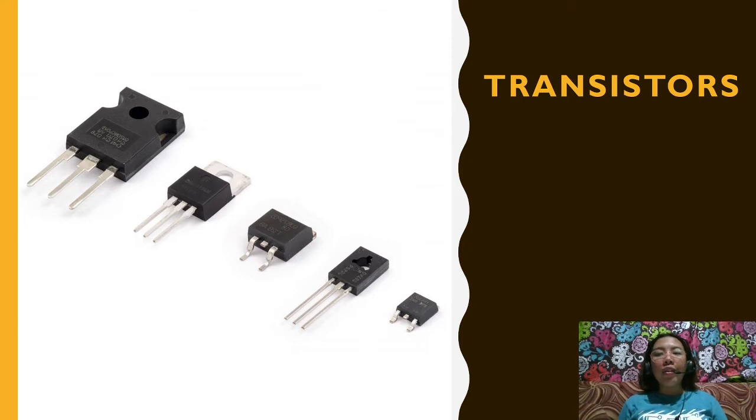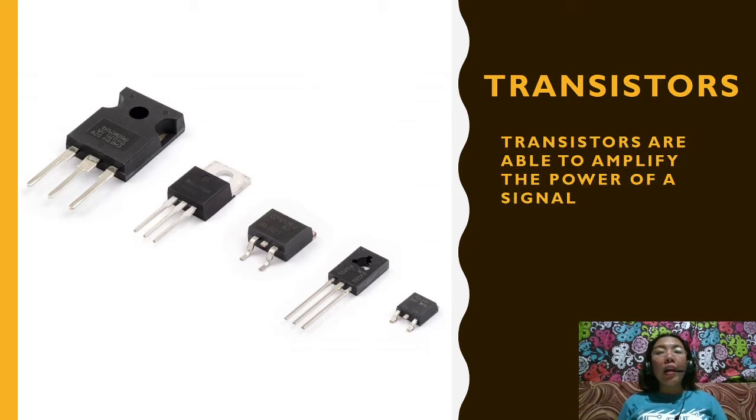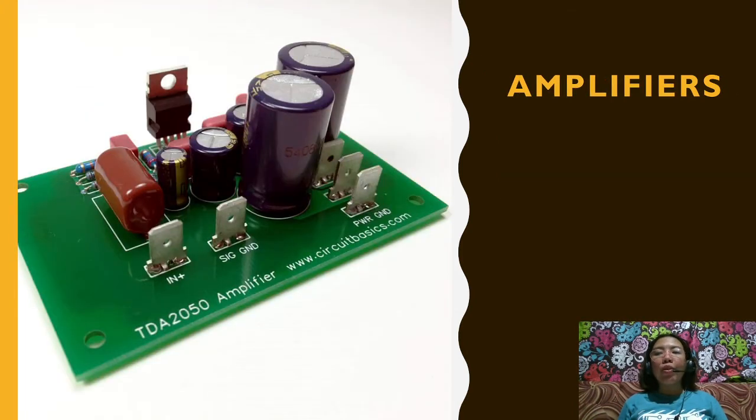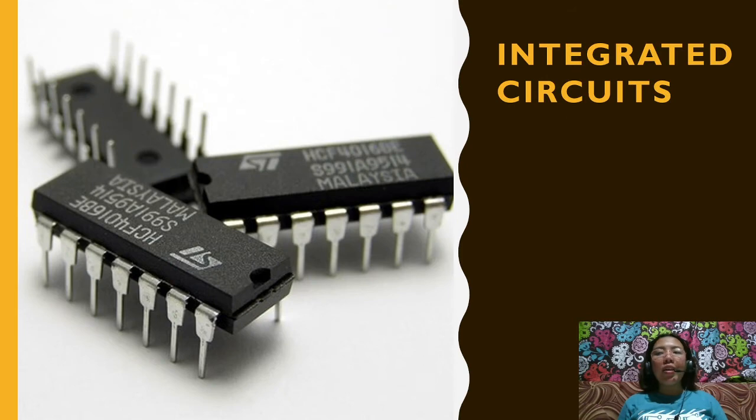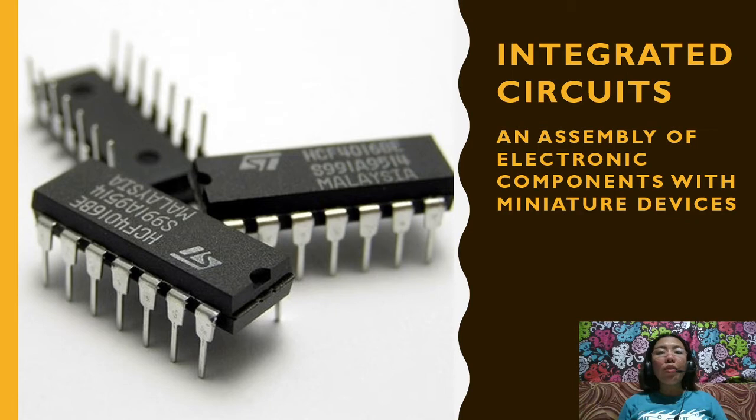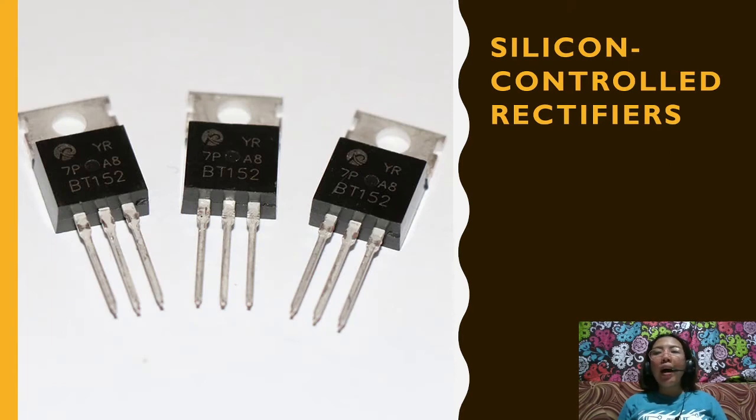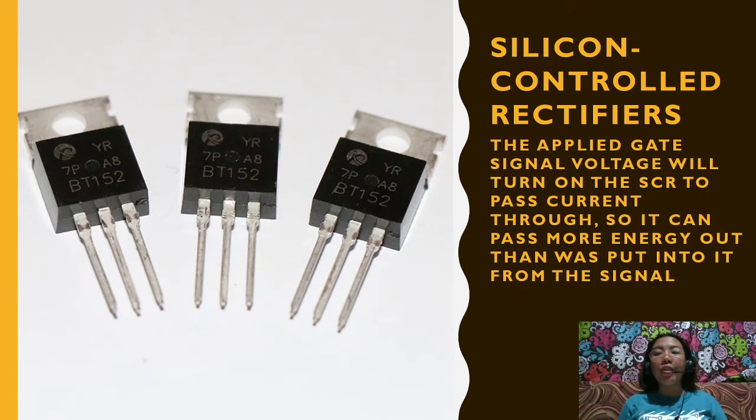We have the transistors. Transistors are considered active devices because they are able to amplify the power of a signal. And we also have amplifiers, and we have integrated circuits. It is also considered an active device because it is just an assembly of electronic components with miniature devices. We also have the silicon controlled rectifiers.